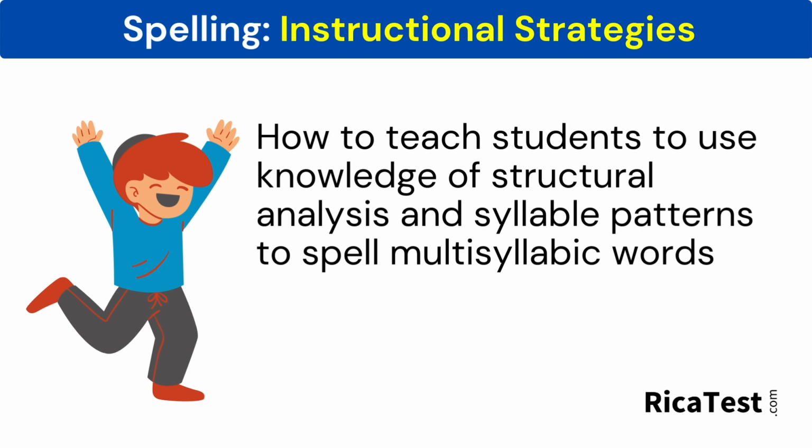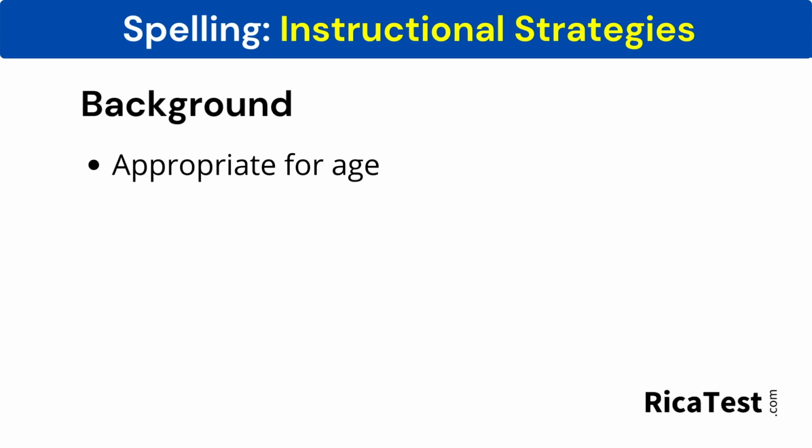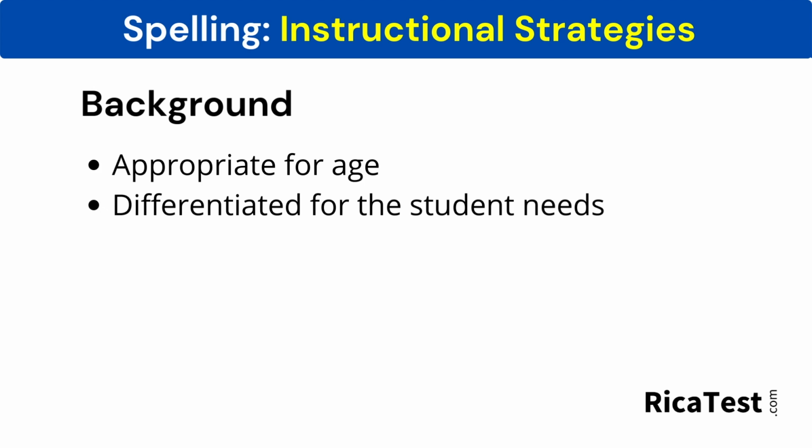The next content specification you will learn is how to teach the students to use their knowledge of structural analysis and syllabic analysis in order to spell multisyllabic words. Follow these steps to choose appropriate spelling words to teach. First, the words must be appropriate for the student's age level. And then the amount of words to be learned needs to be differentiated for individual student needs. For example, a student who struggles to spell should be given fewer words to learn than an advanced learner.